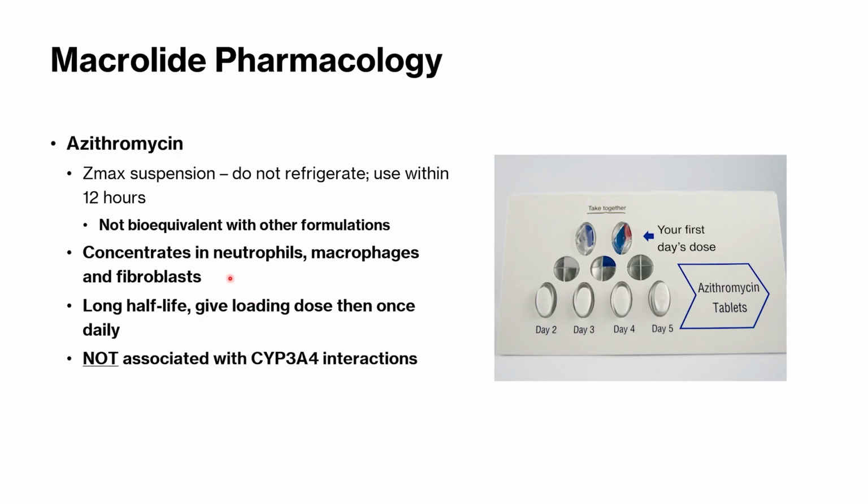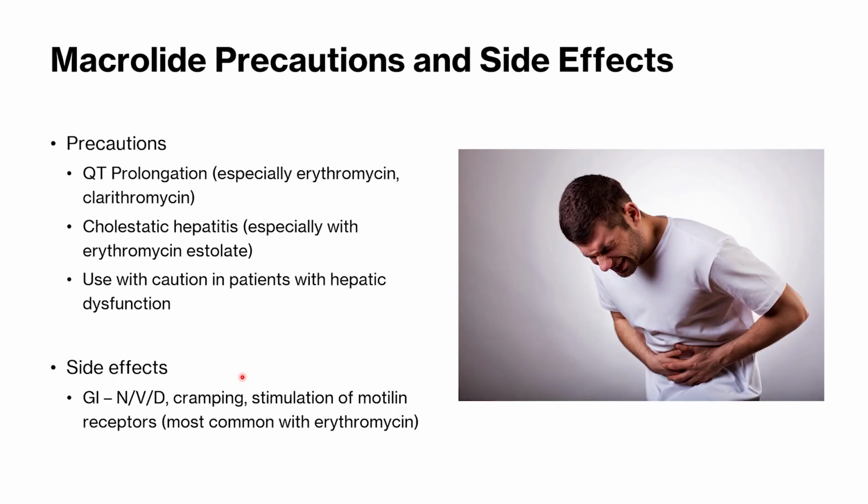The azithromycin concentrates in the neutrophils, macrophages, and fibroblasts. So that's why you have to kind of give a little loading dose. You give the drug, it's in there, and it just works. It slowly releases from the neutrophils and macrophages, and that's what gives it the long half-life and why you have to give a loading dose. Azithromycin is not associated with CYP3A4 interactions, though.